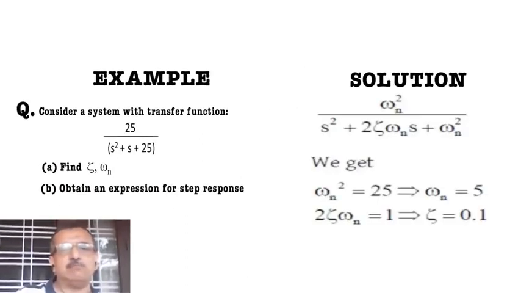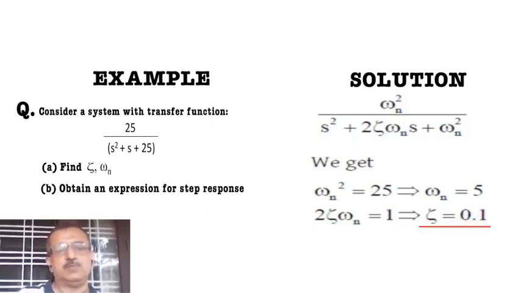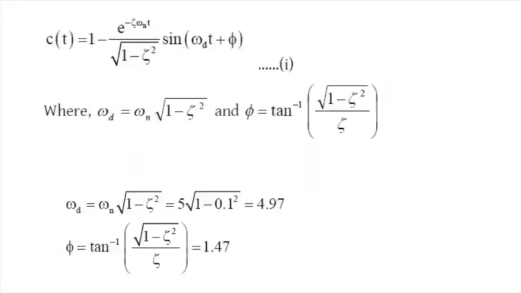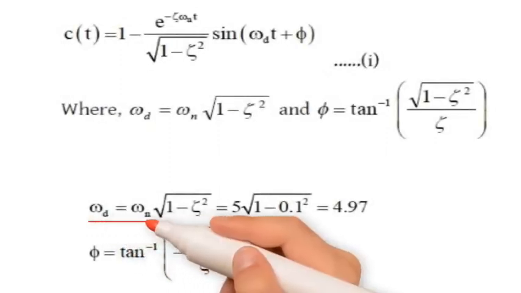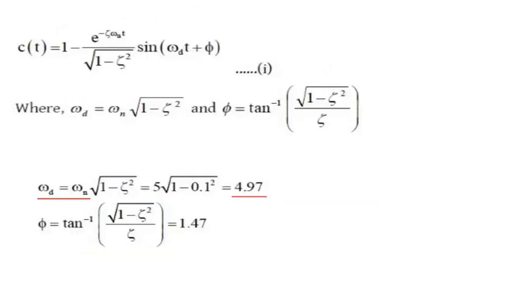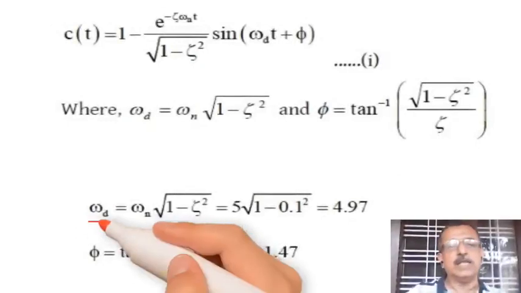2 theta omega n is 1. Omega n is 5, so 2 into 5 is 10, and 10 into theta is 1. So theta is equal to 0.1. Now I know omega n and I know theta, so I can compute omega d. Omega d is omega n into root of 1 minus theta square. Omega n is 5, and omega d will be slightly less than that. It's called the damped frequency of oscillation, and phi is 1.47. So I'll get the expression for the step response.